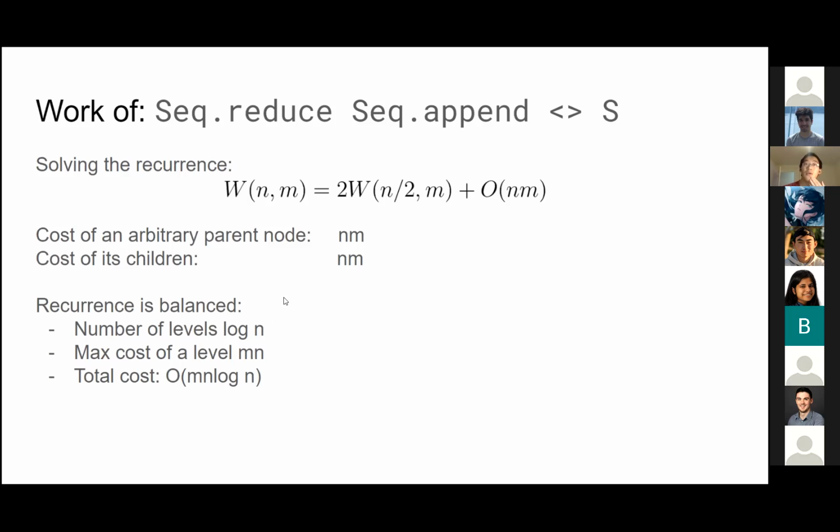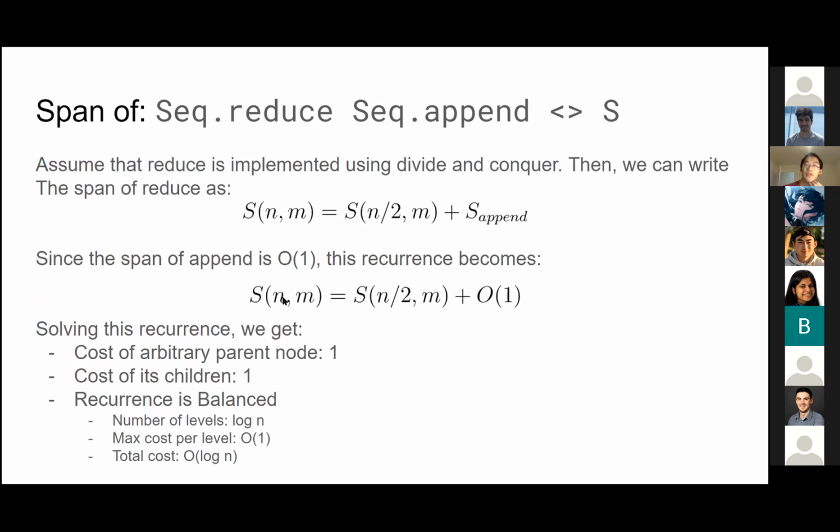Looks like there are no questions yet, so we can move on to span. Again, using divide and conquer for reduce, we can look at the span of append. We have the same recurrence, except we don't have the 2 in front of this anymore because both halves can be done in parallel. So we just have the span of 1 call. And we also have the span of append. Here, again, the span of append is constant. It's O of 1. So we get just this recurrence.